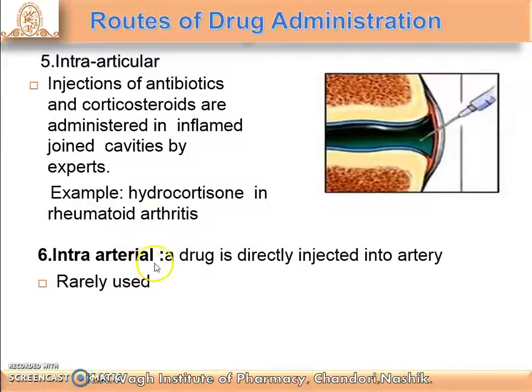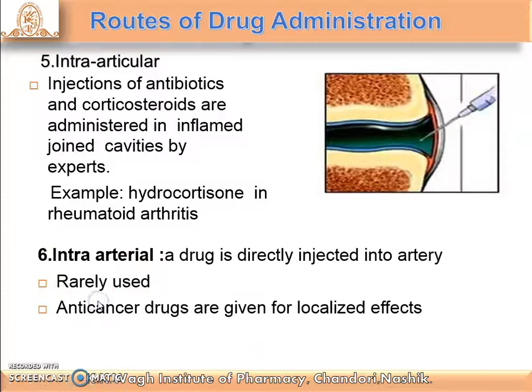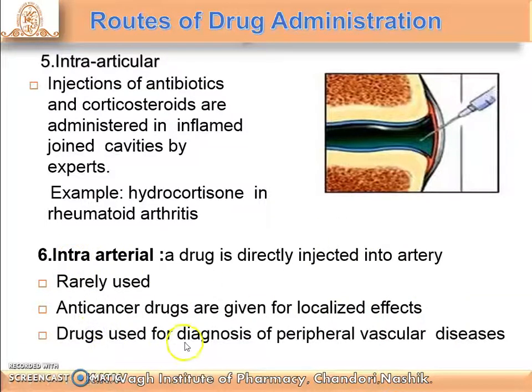Then intra-arterial route. The drug is directly injected into the artery, that means oxygenated blood. This injection is very rarely used. Anti-cancer drugs are given for localized effect; for this purpose, the intra-arterial route is preferred. Drugs used for the diagnosis of peripheral vascular disease, this intra-arterial route is preferred, but this route is very rarely used.